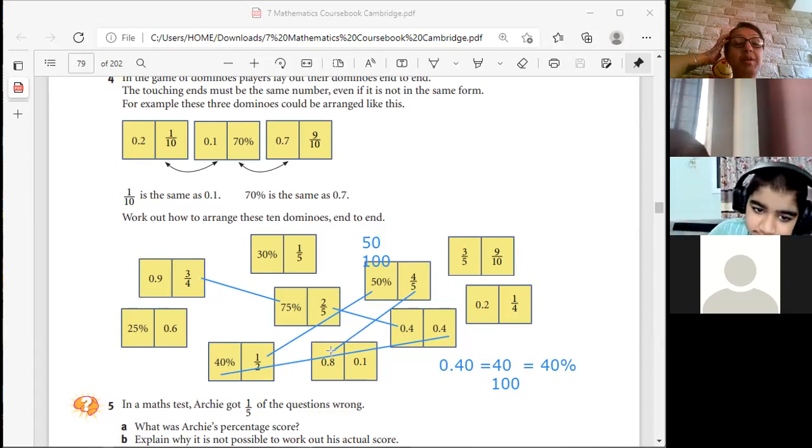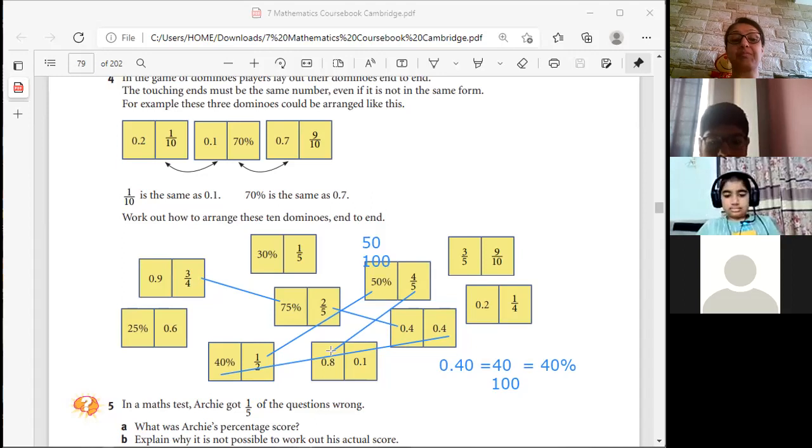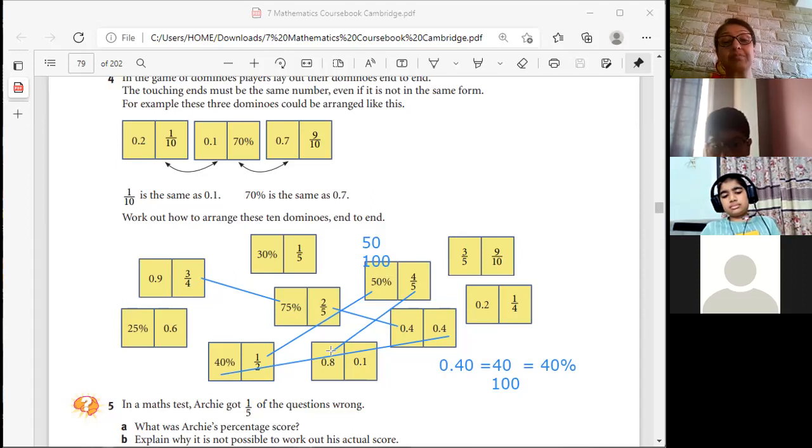And 0.1, where can I relate 0.1 to? 1 upon 10, or 10 upon 100. Tell me. 1 upon 5? No, it is going to be 1 upon 10 or it can be 10 upon 100. So 1 upon 10 should be the first number.